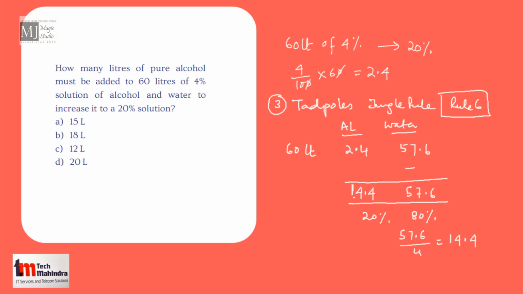Then to make alcohol 14.4 from 2.4, how much to be added? 12 to be added. Answer: 12 liters is what we would be adding up. Jumping frogs. Let's move on.